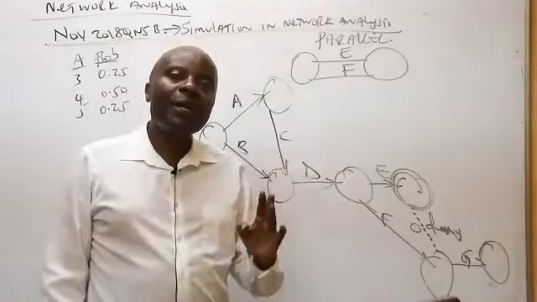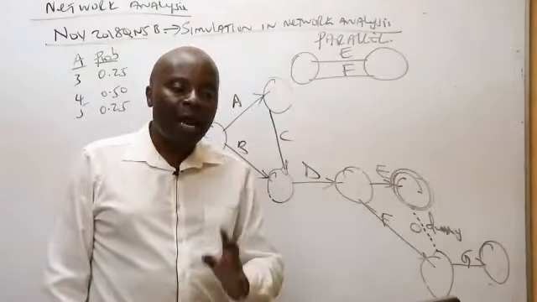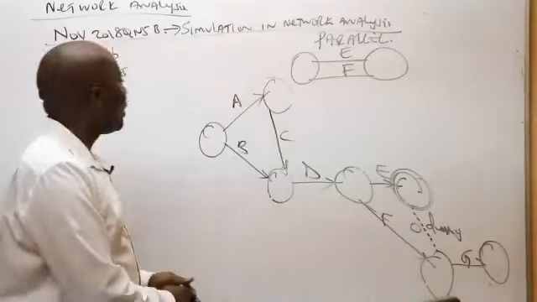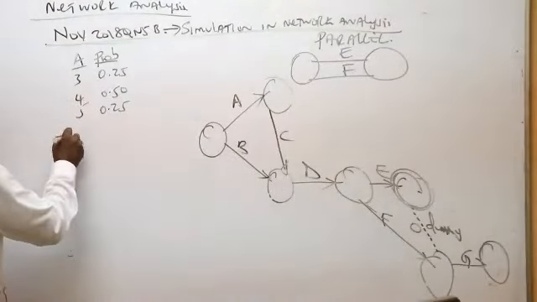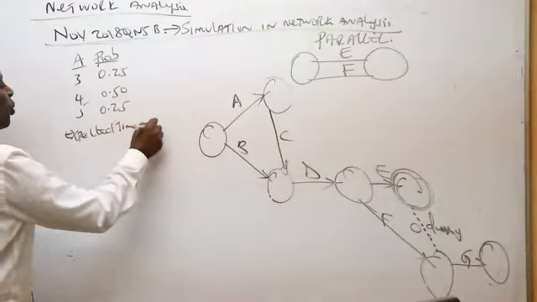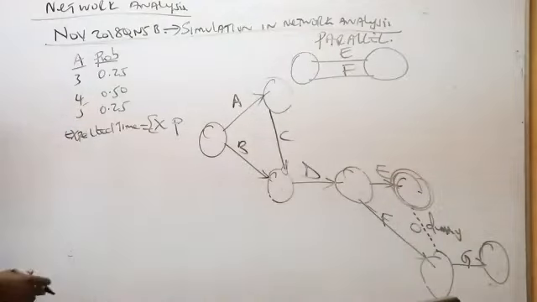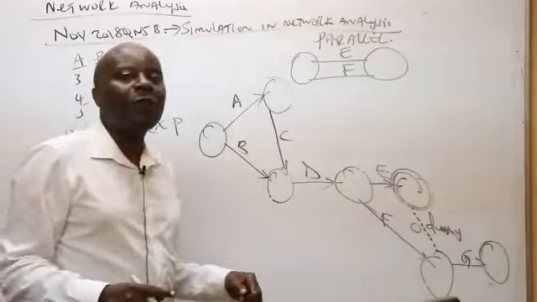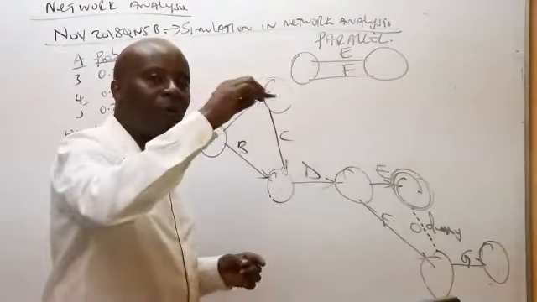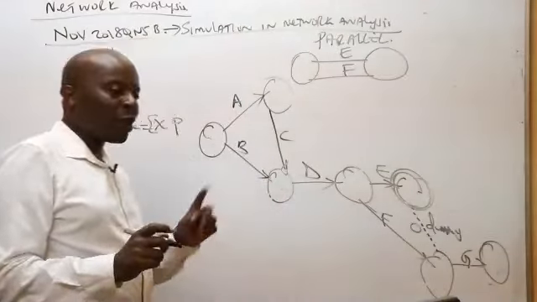Ladies and gentlemen, remember that whenever we have probabilistic information, to get expected time, what you need to do is take X values times their corresponding probabilities, and then you add them. Just like you used to do in financial management. You take a value times its corresponding probability.